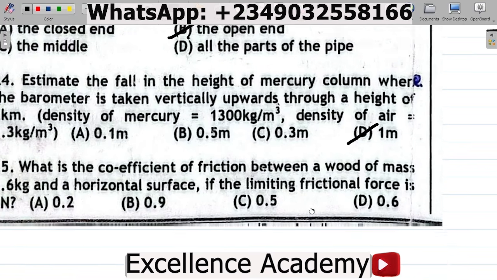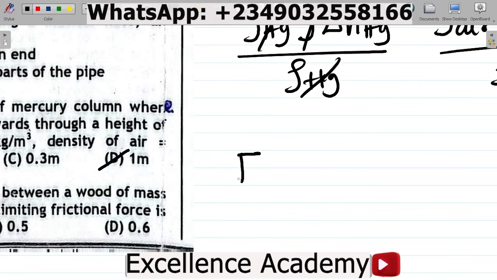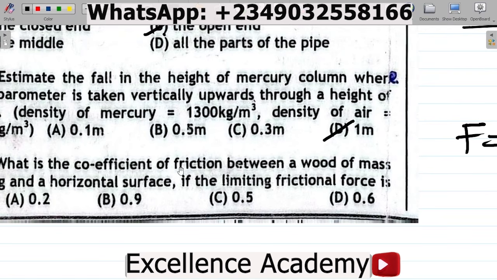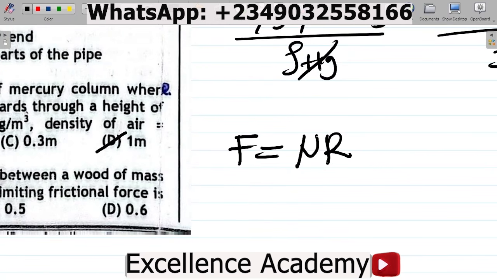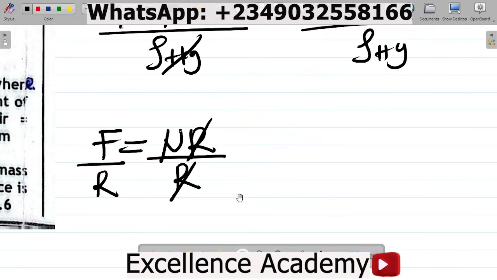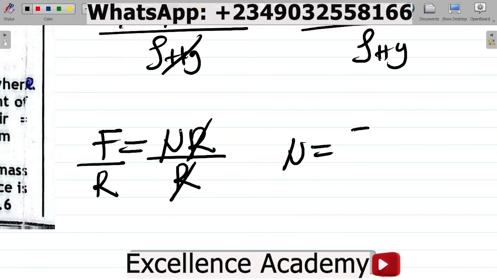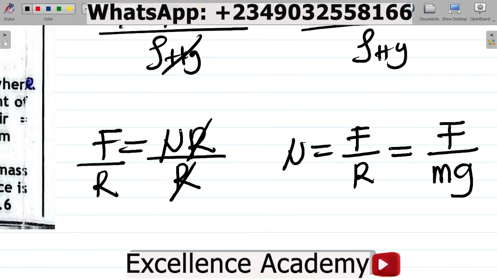Now, to solve this question, we want to recall the formula that frictional force F is equal to the coefficient of friction times the normal reaction. So if you're asked what is the coefficient of friction, you're asked to find the value of mu. And to get mu, divide both sides by normal reaction. This cancels this. So mu, the coefficient of friction, is equal to frictional force all over normal reaction. The normal reaction can still be expressed as the product of mass and gravity.